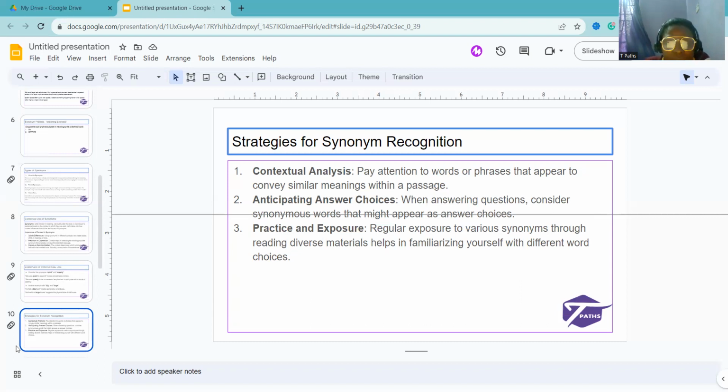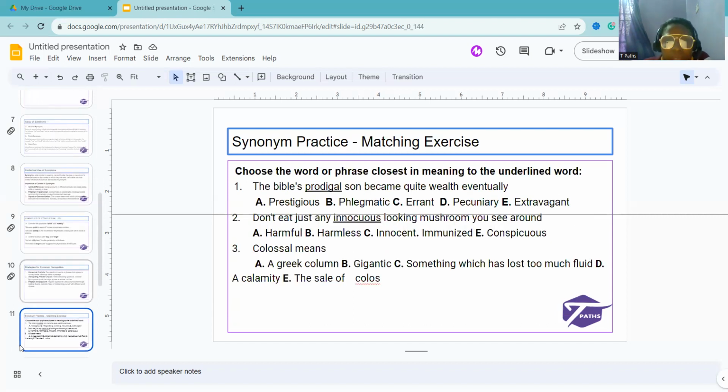And the last one, practice and exposure. You need to read difficult materials, advanced English materials, articles, try to look for synonyms of words, check their meaning using dictionaries, learn the words in context. It's important. So here's some practice for you.